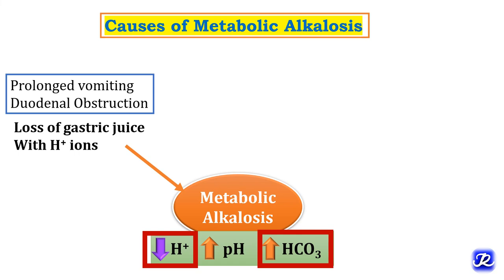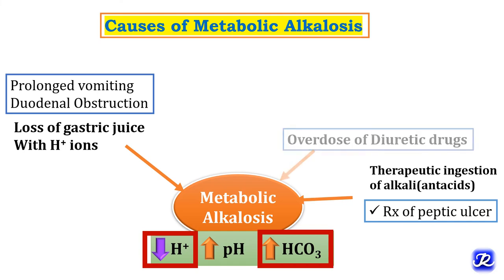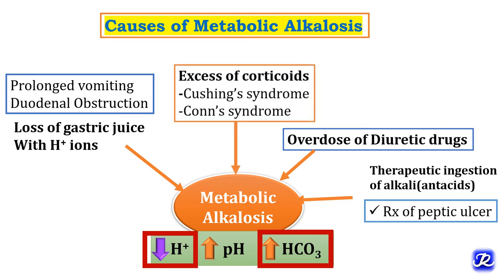So when there is loss of gastric juice with hydrogen ions from the body in case of prolonged vomiting and duodenal obstruction. When there is therapeutic ingestion of alkali or antacid in the treatment of peptic ulcers. When there is overdose of diuretic drugs. All diuretics cause increased flow of fluid along the tubules, and this effect leads to increased reabsorption of sodium, which is coupled with hydrogen ion secretion and increase in bicarbonate reabsorption. And because of that, it leads to decreased hydrogen ion concentration and increase in bicarbonate ion concentration.